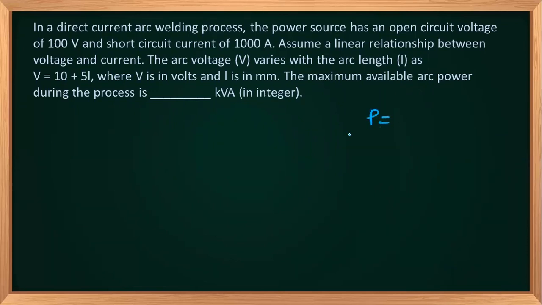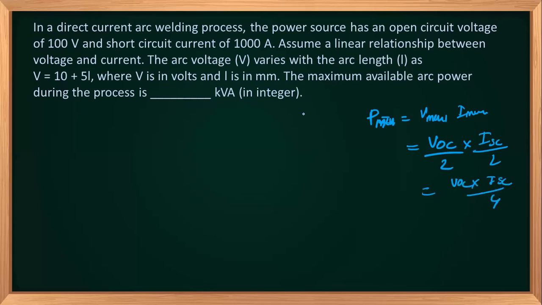We have P will be equal to P max. P max will be equal to V max I max. This will be happening when V equals VOC, open circuit voltage by 2. That will be the maximum voltage we can get, and short circuit current by 2 will be the maximum current we can get. So this will be equal to VOC into ISC divided by 4. Now this is a simple formula. You can derive it. We have the relation between VOC and ISC, right?